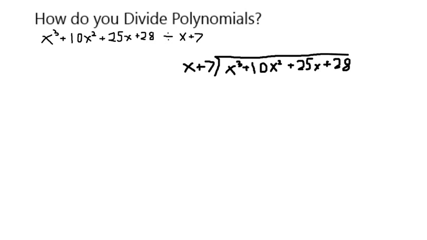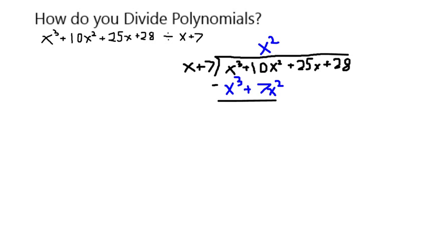So I'm going to note that to cancel out an x cubed, I'm going to have to multiply this by x squared. So x squared times x gives me x cubed, and that's going to cancel out like I want. And x squared times 7 is going to give me a 7x squared. So now, just like I would do in long division with numbers, I'm going to go ahead and subtract this.